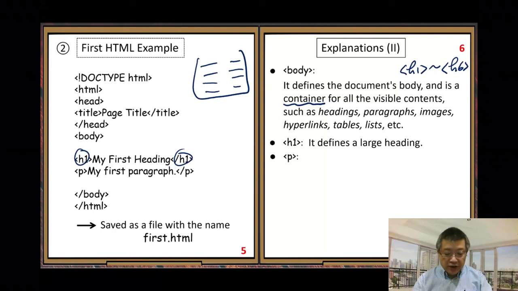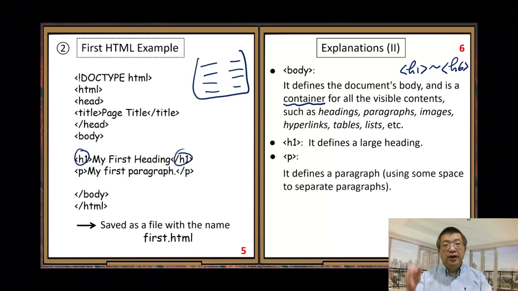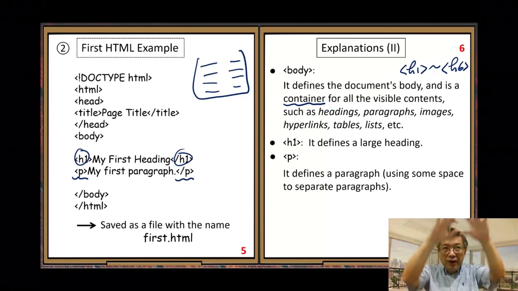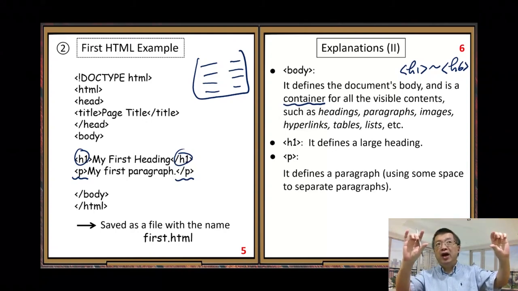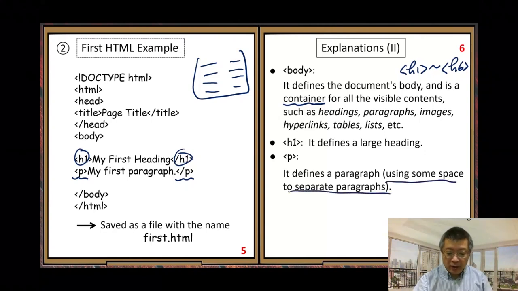The next element, the P tag, is for paragraph. For paragraph, only one character, P. It defines a paragraph, using some space to separate it. How do you define a paragraph? Here you can see this pair of tags. When you have a paragraph of text, before and after this paragraph there is some space. The browser will leave some space around this paragraph, so that matches our basic understanding of a paragraph.